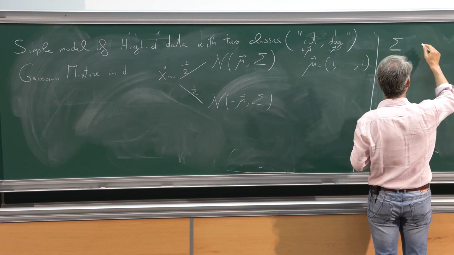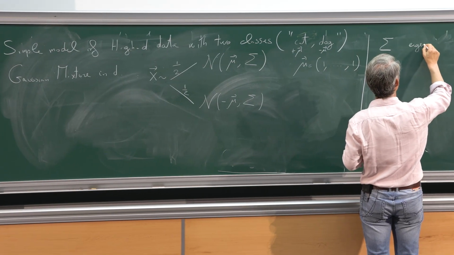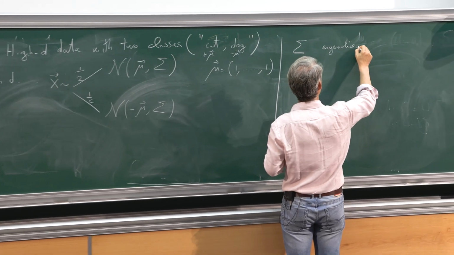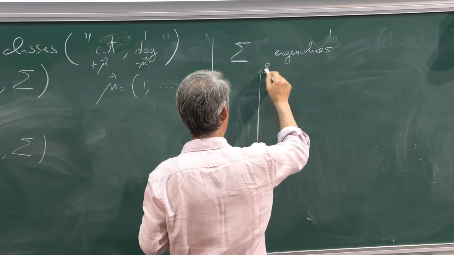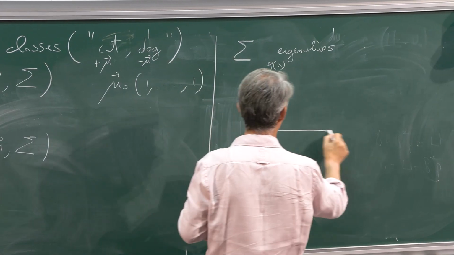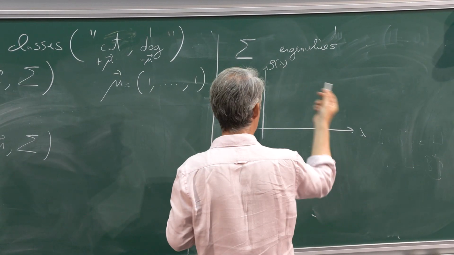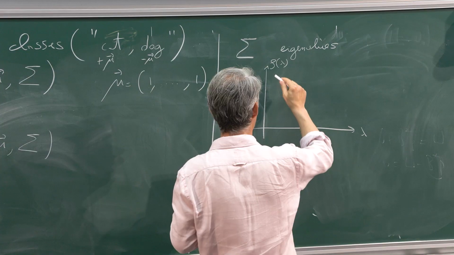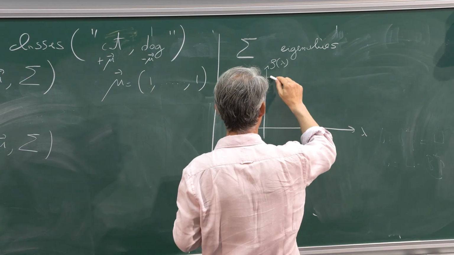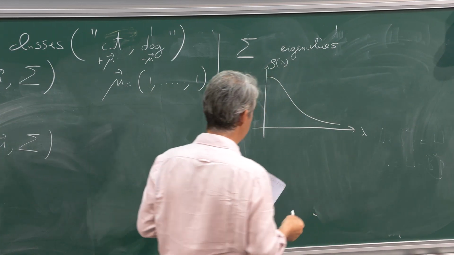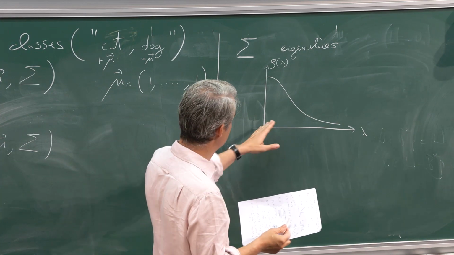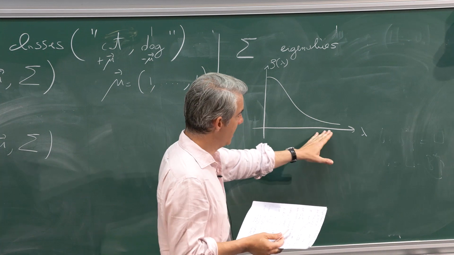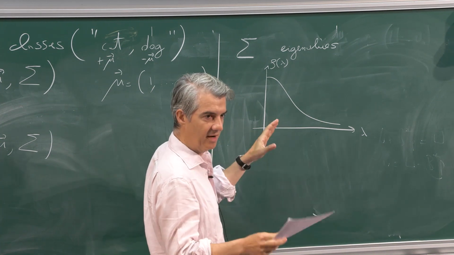For sigma, I'm going to consider that sigma has eigenvalues. So let's say we study the eigenvalues of sigma. If I plot, let's say, rho of lambda, I'm not going to give a particular functional law, but let's say that I take something which goes like this, okay? Why am I doing this? What I want to describe is that there are some very large eigenvalues and very small eigenvalues.